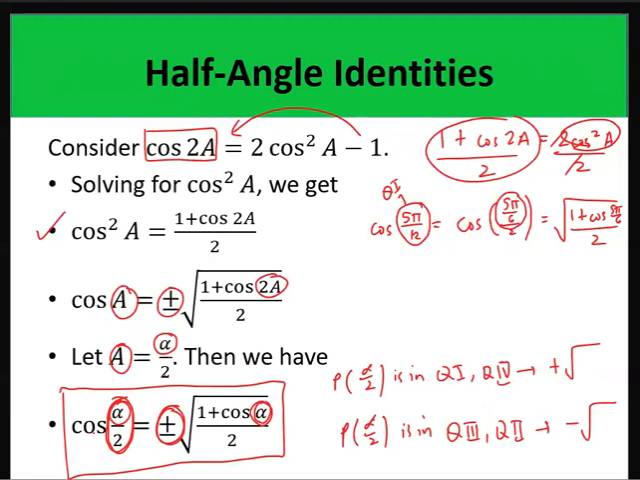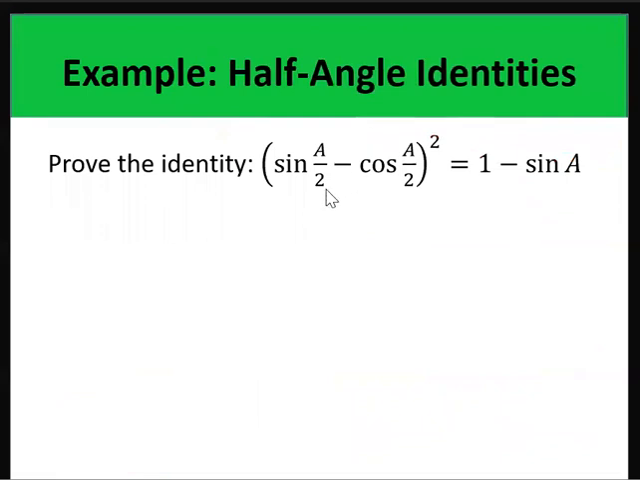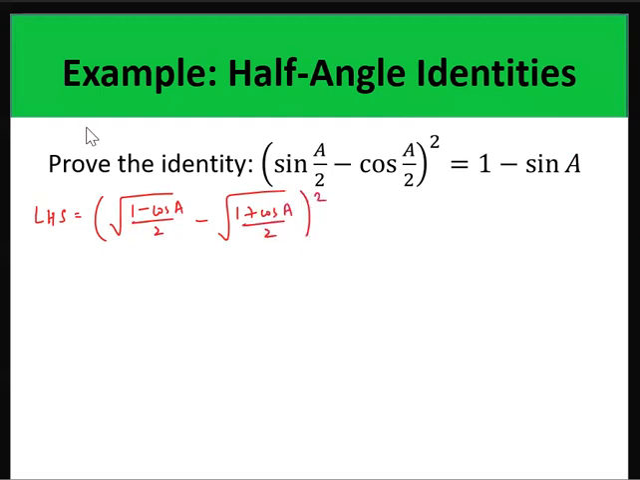Okay, now, since you already know how to evaluate them, let's have an example wherein we prove an identity. So let's prove this identity. The left-hand side is sine of angle A over 2 minus cosine of angle A over 2, quantity squared, is equal to 1 minus sine of A. So the left-hand side can be written as the square root of 1 minus cosine of A all over 2, minus the square root of 1 plus cosine of A all over 2, quantity squared.